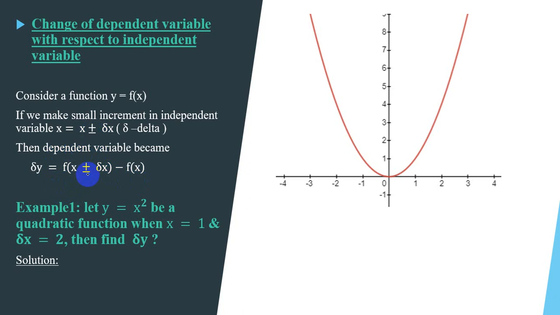It means that if we are adding some increment to the independent variable, then the change occurring in the dependent variable will be equal to the value of the function at the final position of the independent variable minus the value of the function at the beginning value of the independent variable. So look at the example. Let's understand the definition with an example.